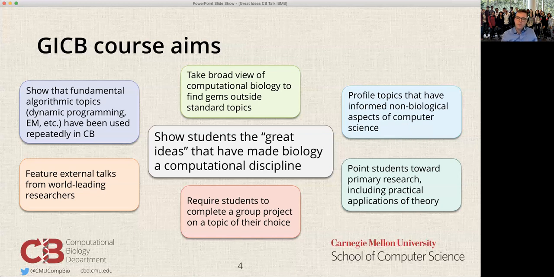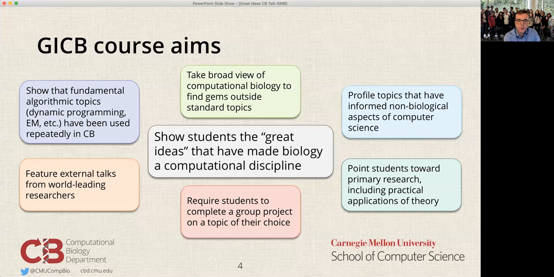We want to take a very broad view of comp bio to find gems outside of maybe standard genomics topics that are typically covered in an introductory course. We want to profile topics that have been so important that they've actually informed non-biological aspects of computer science. We want to always point students toward the primary research from which this has derived, as well as then point them to how they can take the theory that they're learning in the course and apply it practically.